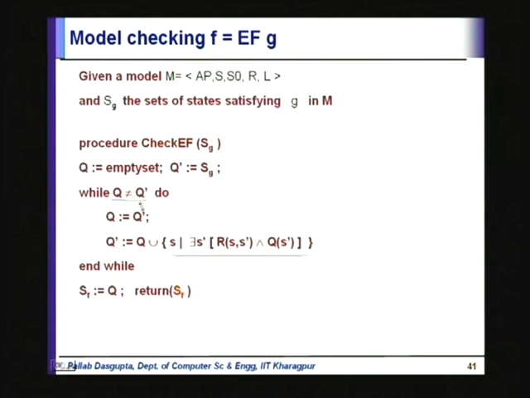That is where we have reached the fixed point, and fixed point we must reach because this is a finite state machine. And then we say that SF is equal to Q and we return SF, which is the set of states which satisfies EFG. If you use BDDs, this is a very small piece of code, just one BDD operation out here.